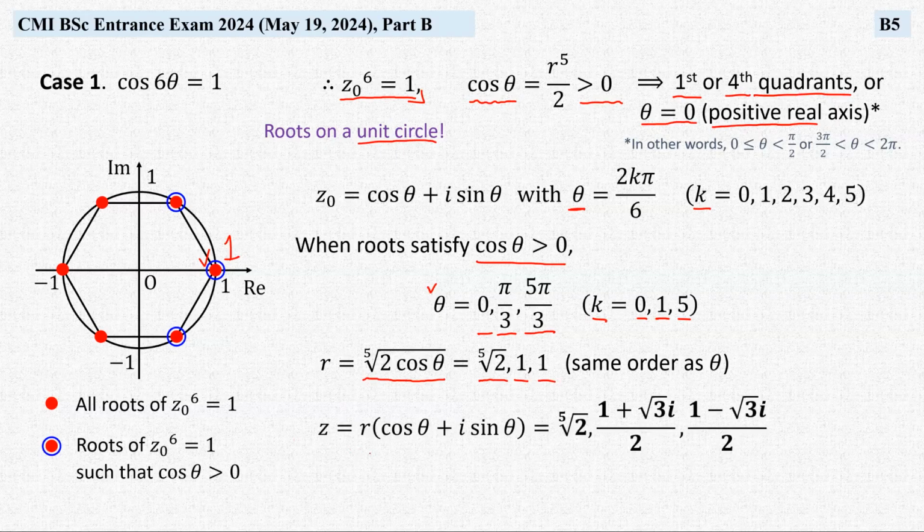Therefore, from z equals r times cosine theta plus i sine theta, we obtain these three solutions: fifth root of 2, (1 plus √3 i)/2, and (1 minus √3 i)/2.